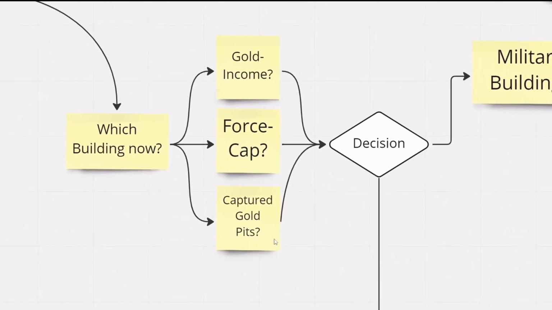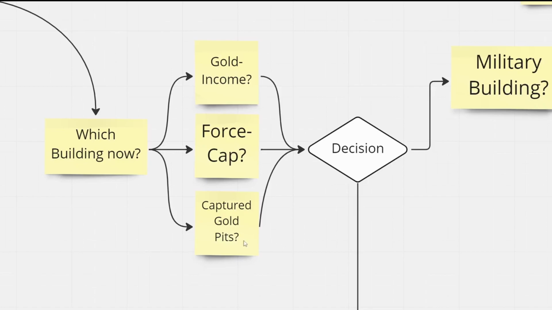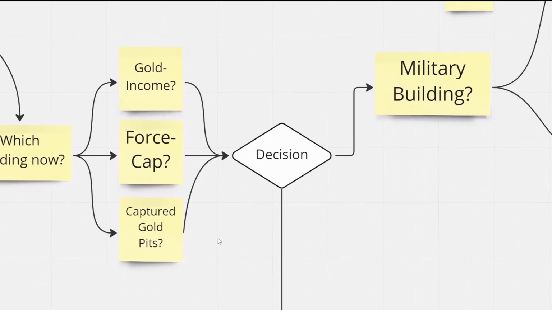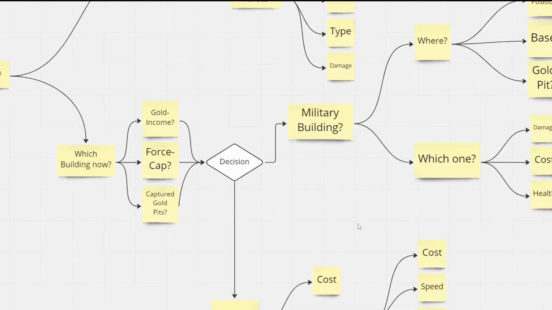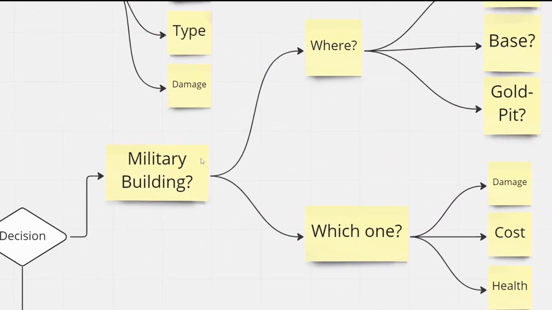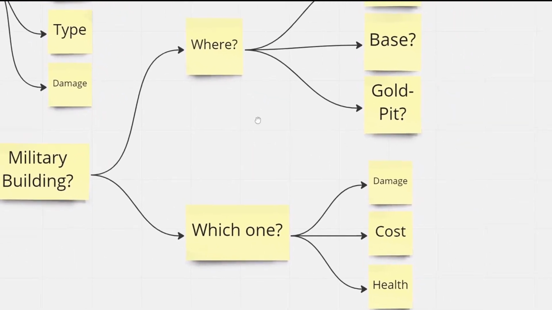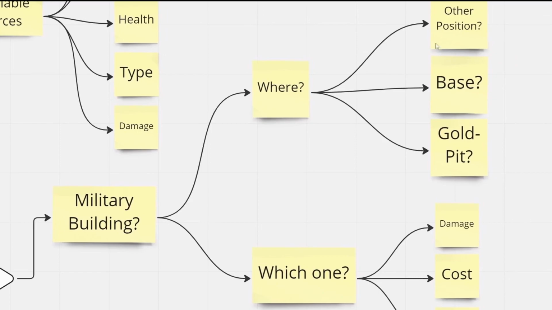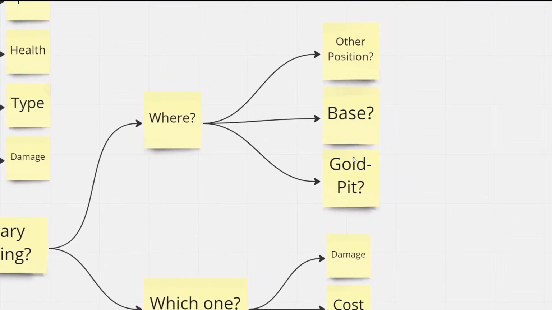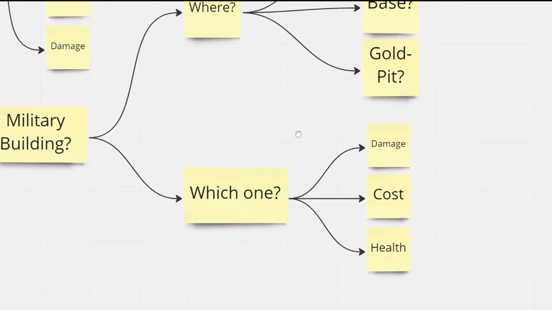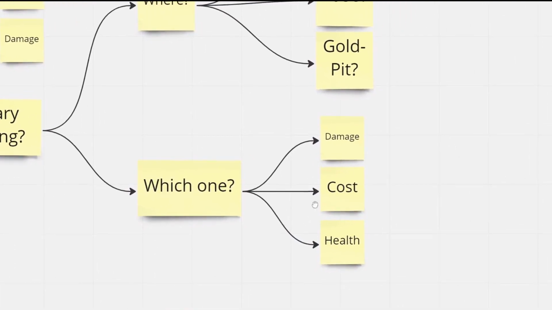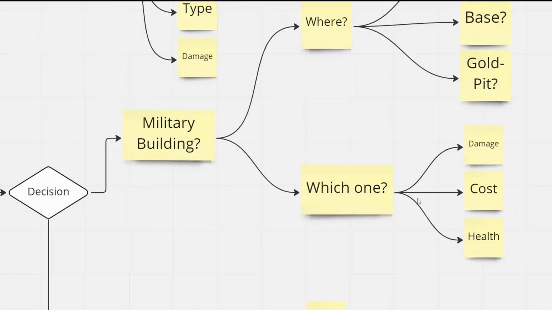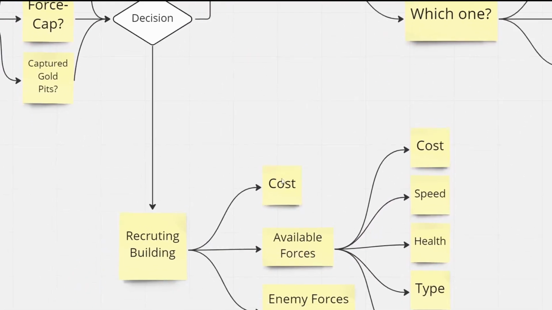And then of course, how many gold pits do we have captured? And also a little bit the game situation. And then again, which military building and where. So for example, if you want to build a tower, then where do we build it? At the base, at the gold pit, at the other position, and which building? Do we want to build a wall? Do we want to build towers, or even others, which are not in the game yet?